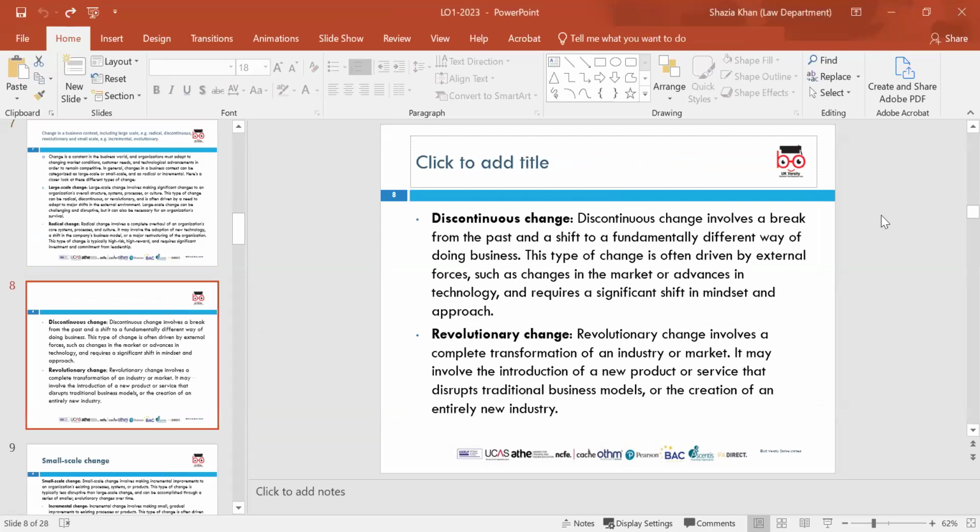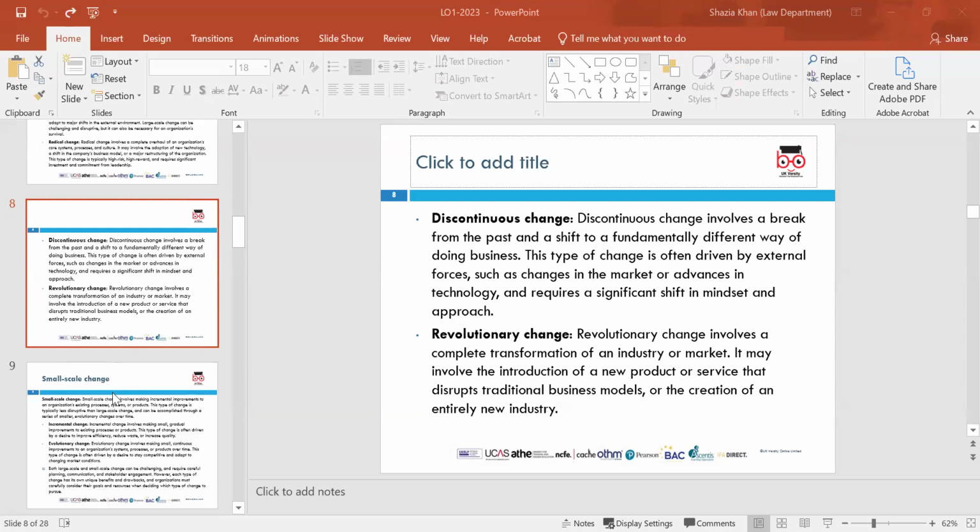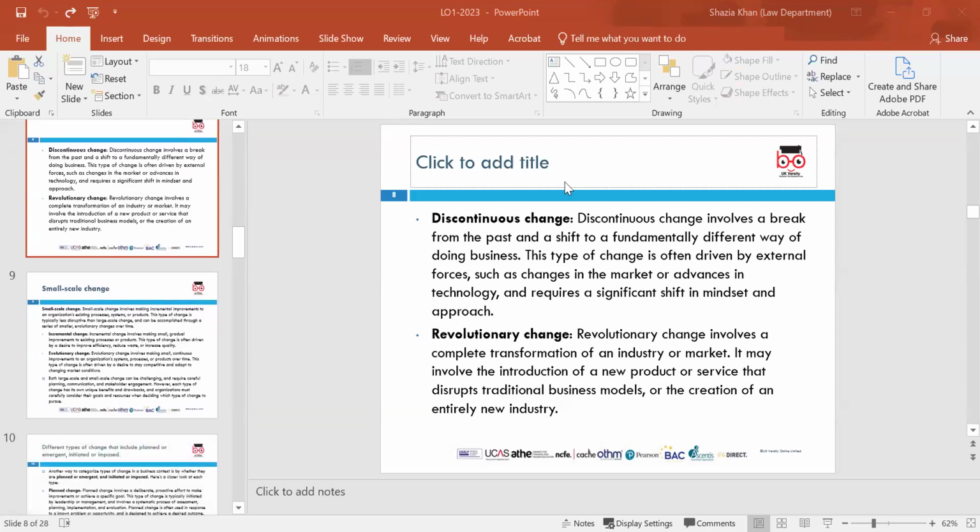And then you've got discontinuous change, and this change involves a break from the past and a shift to a fundamentally different way of doing business. And this is normally driven by external factors. And revolutionary change involves a complete transformation. Maybe a new product is being introduced, or maybe there's a disruption within the business model that needs changing, which obviously impacts the change that's needed.